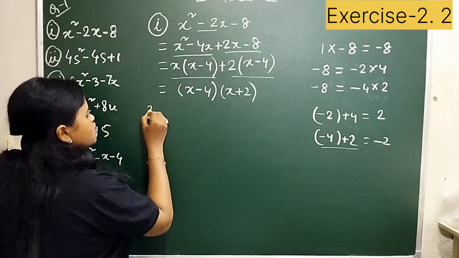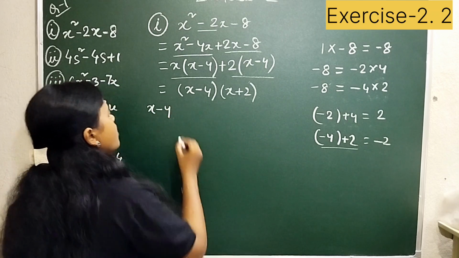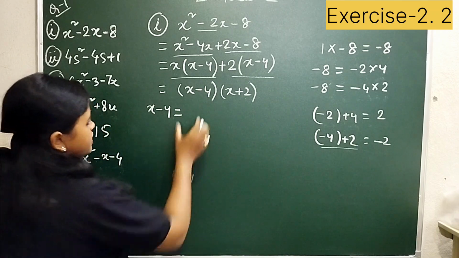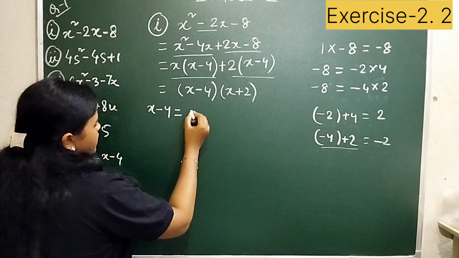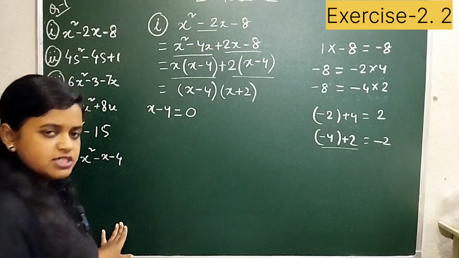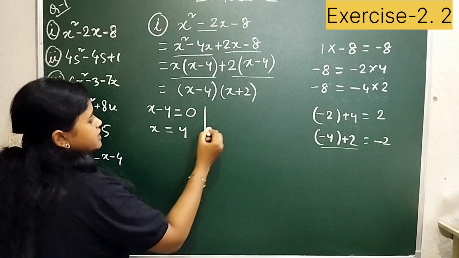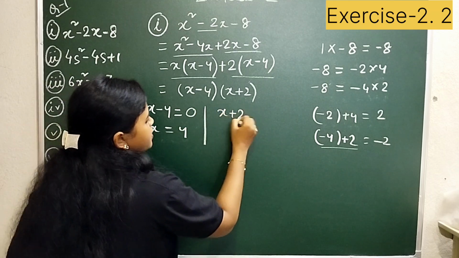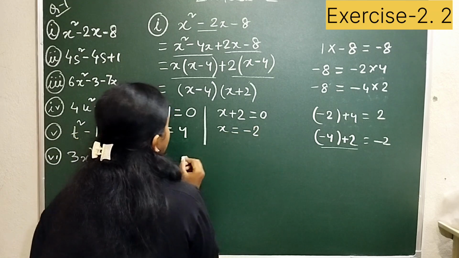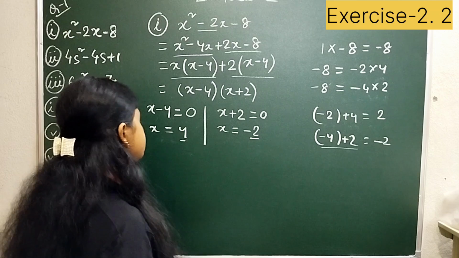Now we are going to find the zeros. We have to set each of these linear polynomials equal to 0. So x minus 4 equals 0, giving x equals 4. On the other hand, x plus 2 equals 0, giving x equals minus 2. So we got 4 and minus 2 as its zeros.